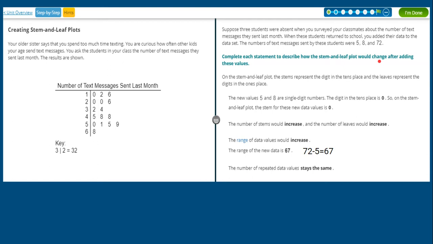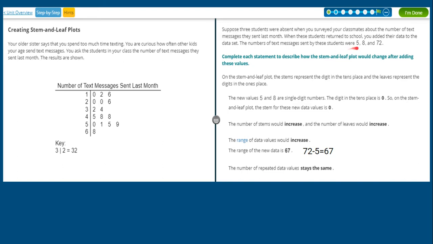Now it says complete each statement to describe how the stem and leaf plot would change after adding in these values. So on the stem and leaf plot, the stems represent the digit in the tens place, the leaves represent the digit in the ones place. The new values 5 and 8 are single digit numbers. So the digit in the tens place has to be 0. So on the stem and leaf plot, the stem for the new data values is 0.